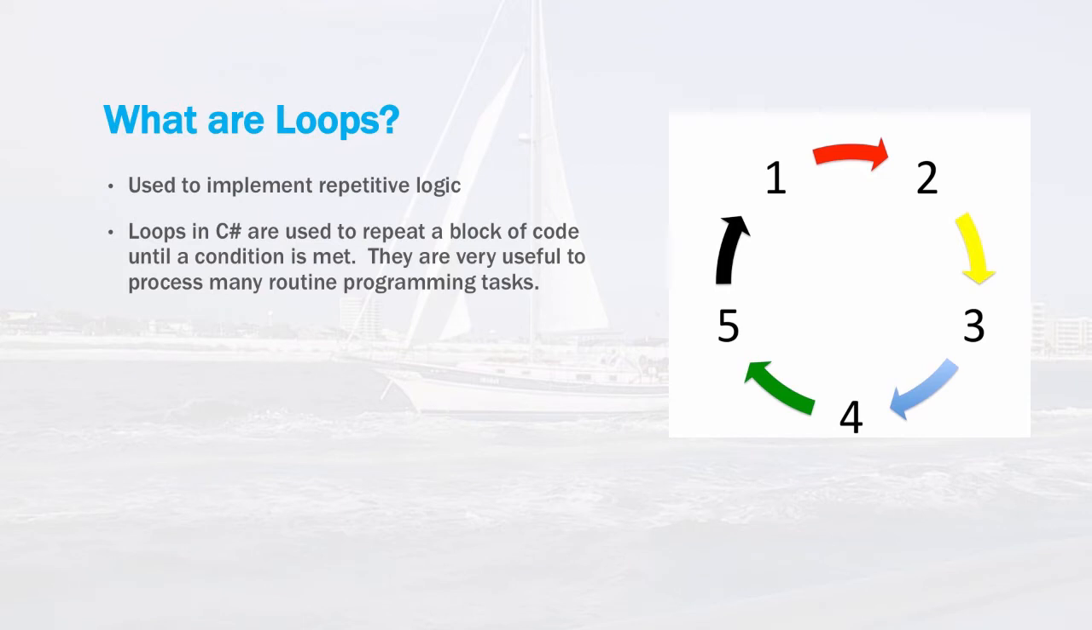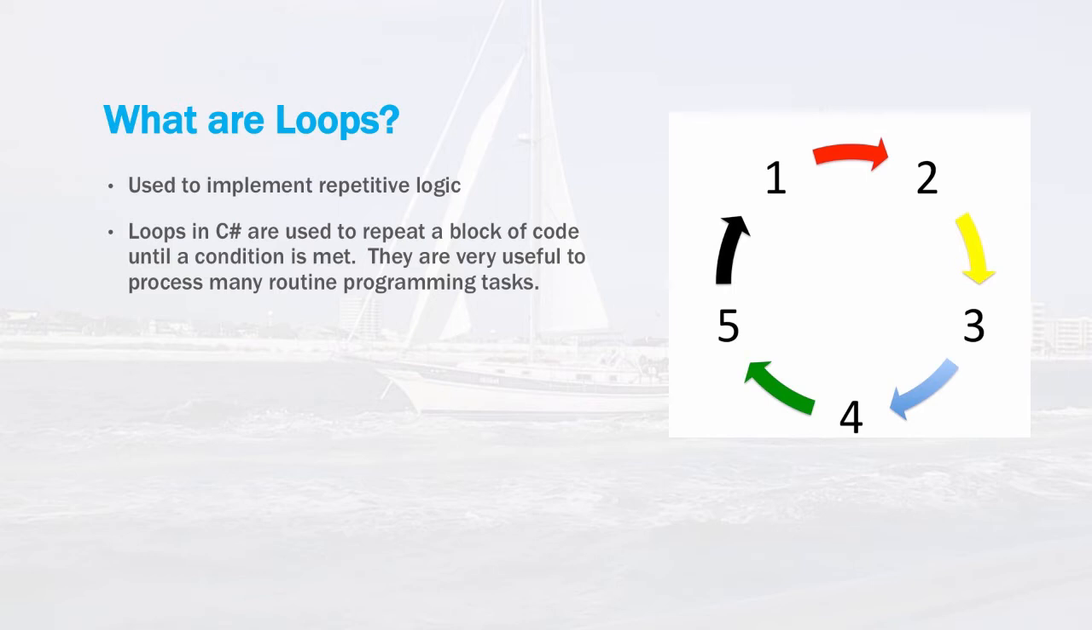What are loops? Loops are used to implement repetitive logic in computer programs. Loops in C# are used to repeat a block of code until a condition is met. They're very useful to process many routine programming tasks. For example, you might use a loop to loop over every student in a class, process each student in a group. Or you might process a paycheck for every employee at a particular location.